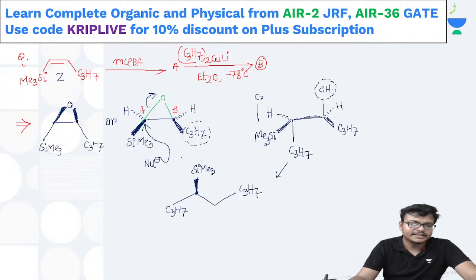In that particular scenario, any side attack is possible. Me2Cl is an example of a weak, less sterically hindered nucleophile. In that particular scenario, you can attack from any side, from here or from here. So ultimately, the hydroxy group will be remaining present below.